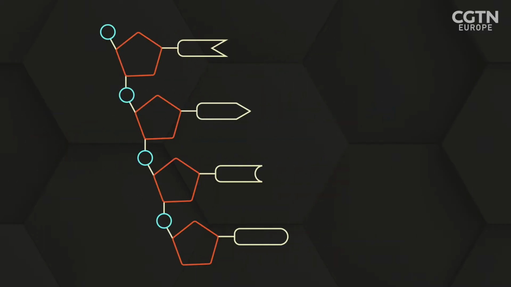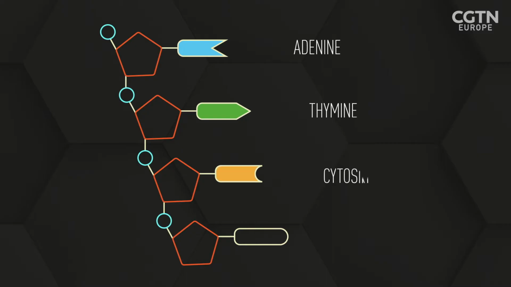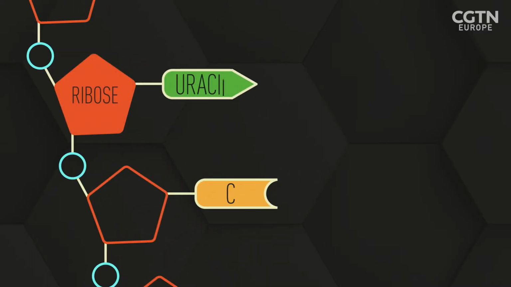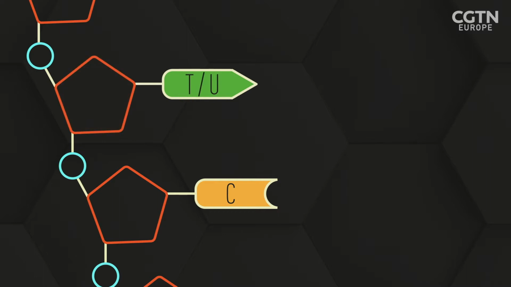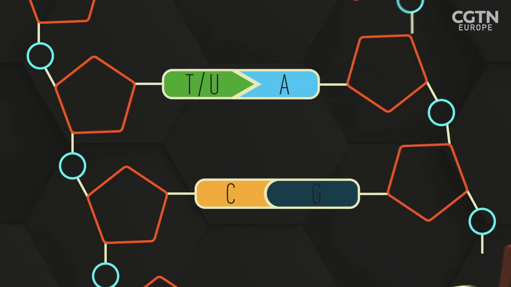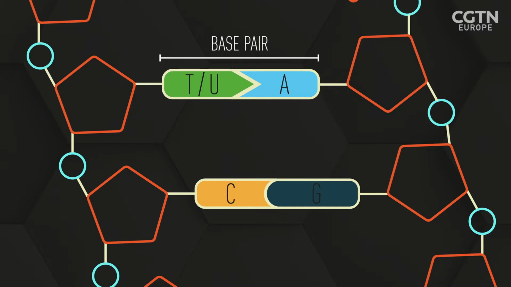In DNA, the base can be one of 4 different types: adenine, thymine, cytosine, and guanine, which codes the genetic information a bit like a 4-letter alphabet. In RNA, thymine is replaced by uracil. Each base has a singular opposing base to which it can bond, creating what is known as a base pair. Adenine always pairs with thymine or uracil, and cytosine always pairs with guanine.